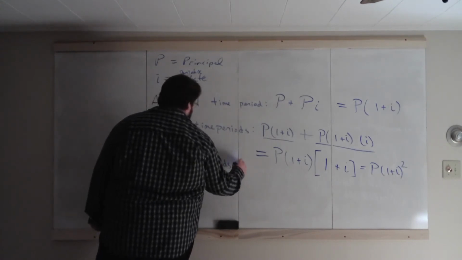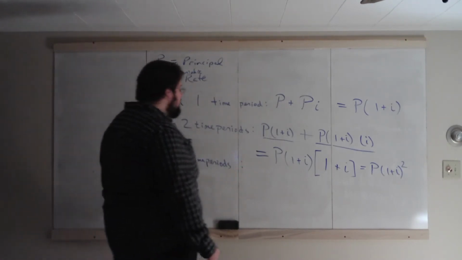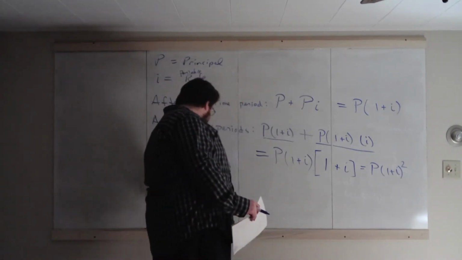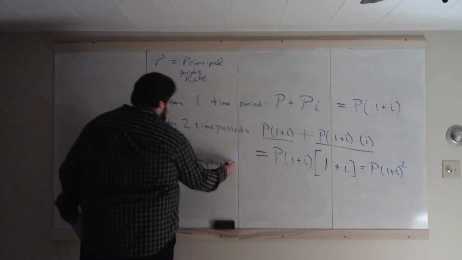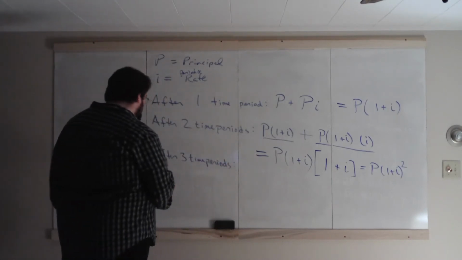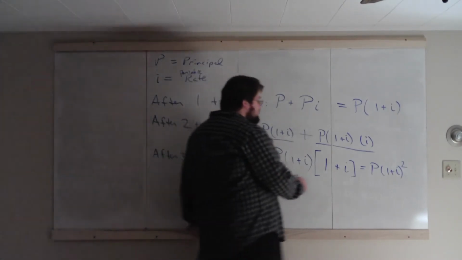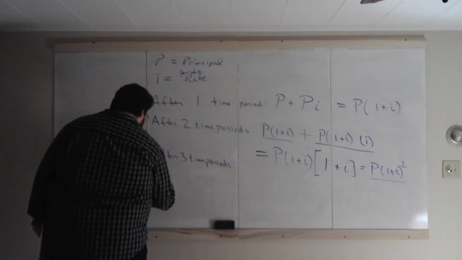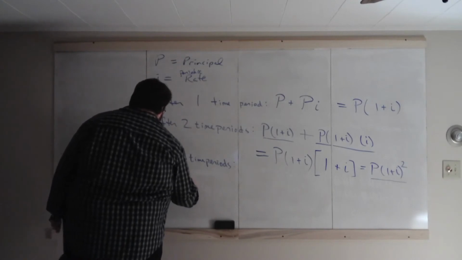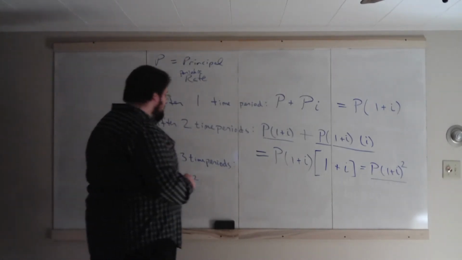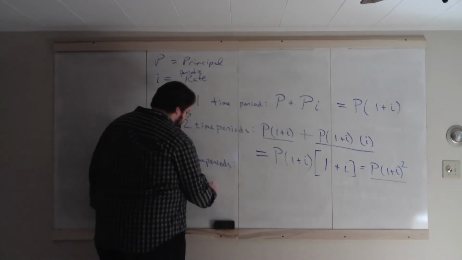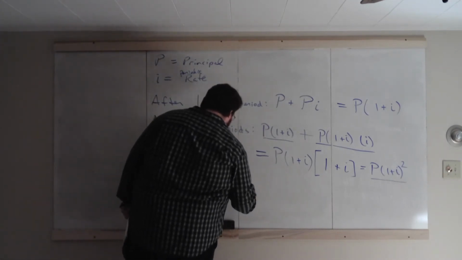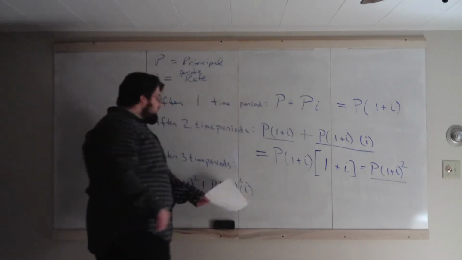So after 3 time periods. Well, maybe I should move that a little lower. Now I'll just put it under here. After 3 time periods, what do we have in the account? Well, this is the amount after 2 time periods. So that's what we start with. P times (1 plus i) squared. Plus, we earn interest on that: P times (1 plus i) squared times the rate i.